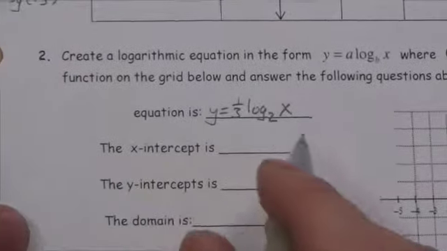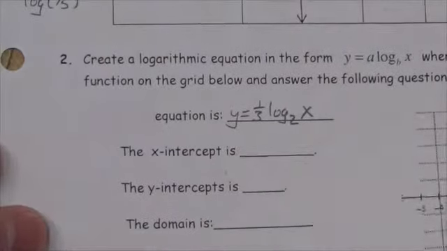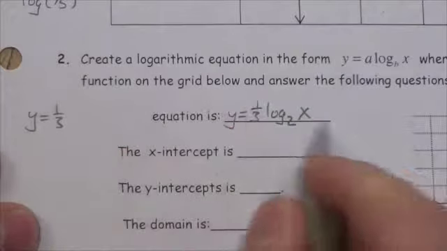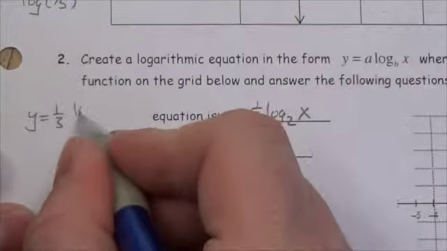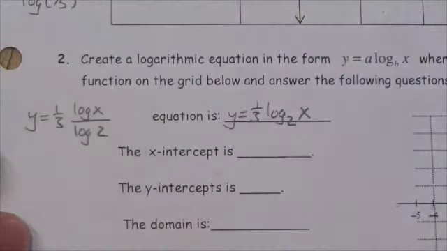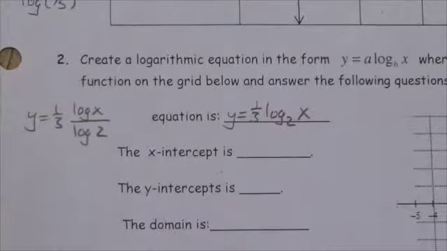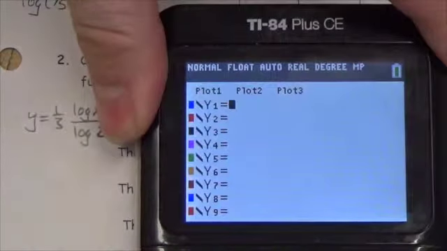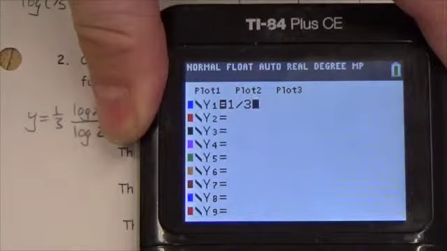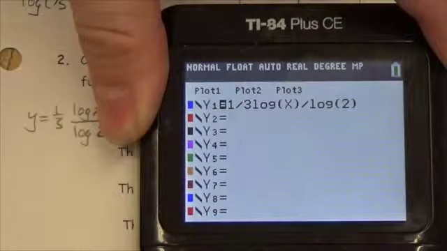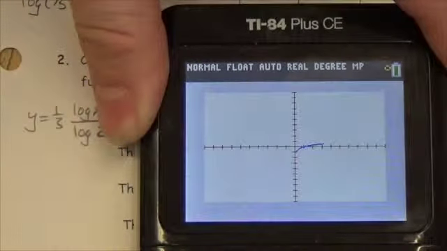Now, let's graph this thing. Okay, now before I graph this, what I'm going to do is change that logarithm part of it. So what I'll enter on my calculator will be 1/3, but I'm going to change that to a base 10 so I can actually graph it. So this will be the common log of x divided by the common log of 2. So that's what I need to enter into my calculator to make this thing work here. So here's my y equals, and I've got 1 divided by 3, and then I will multiply this by the common log of x divided by the common log of 2. Now I haven't changed my window settings, so let's graph that.